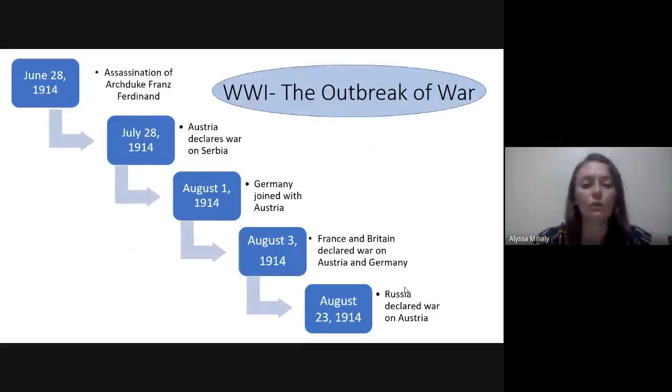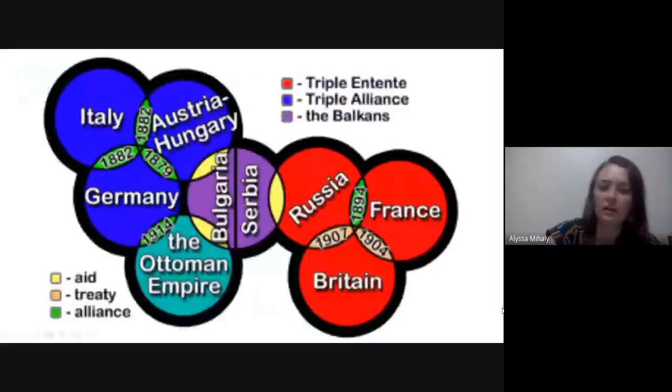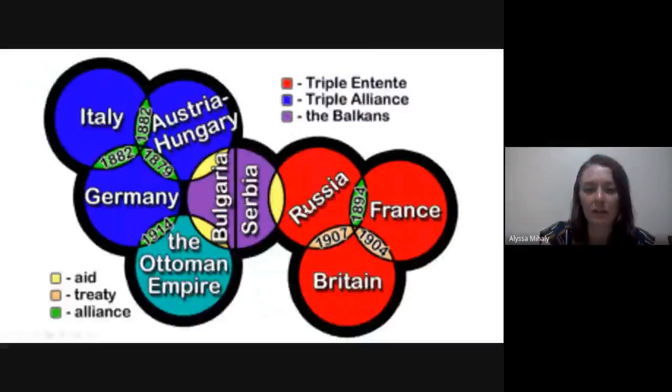So now we have these two groups of countries that are at war against each other. And all this is due to the alliance system. If you guys will remember, we have right here the Triple Entente, which is Russia, France, and Britain, who had an alliance. And they also had an alliance here with Serbia. And then we have Austria-Hungary, Germany, and Italy. These three countries had an alliance beforehand. However, Italy is not going to enter the war right away. They will actually enter later.